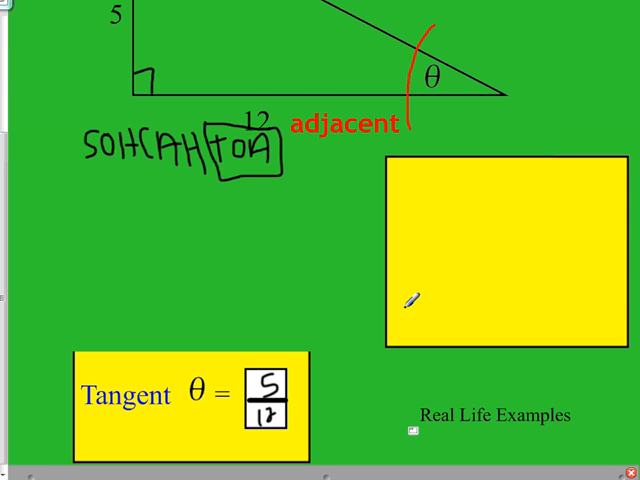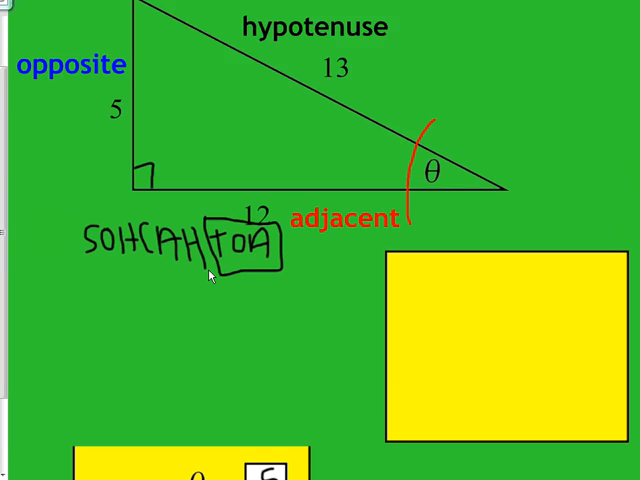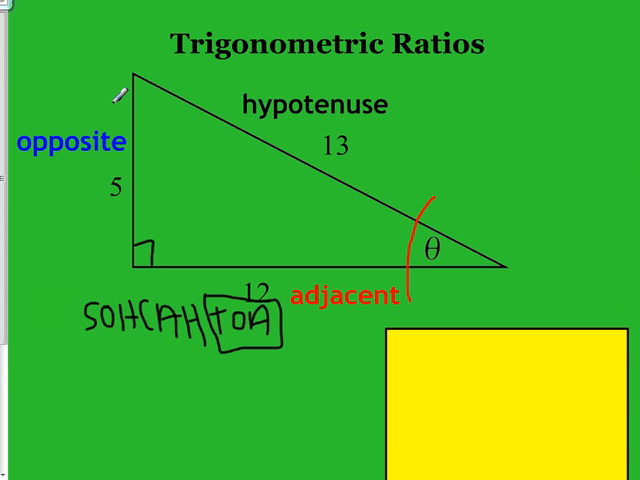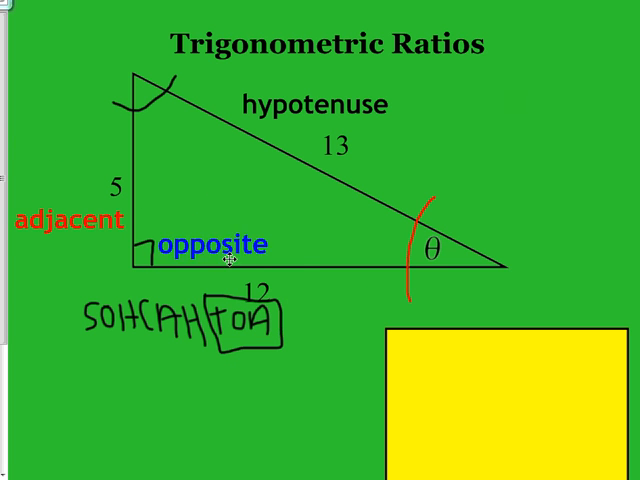You can do this depending on what angle you're talking about. For example, if I find the tangent of this other angle up here, suddenly my opposite and my adjacent interchange. So now my trigonometry ratio is going to be 12 over 5. So you can see the difference there.